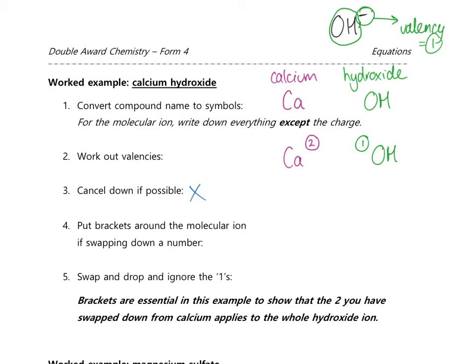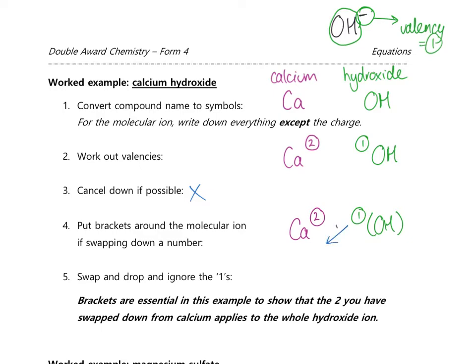So with calcium, I don't need brackets around it because it's just a normal element. There's just one atom there. But the hydroxide, I need to put brackets around it, and you'll see why in a second. So put brackets around the whole formula, and then we'll rewrite our valency. Okay. The next step then is to swap and drop and ignore the ones.